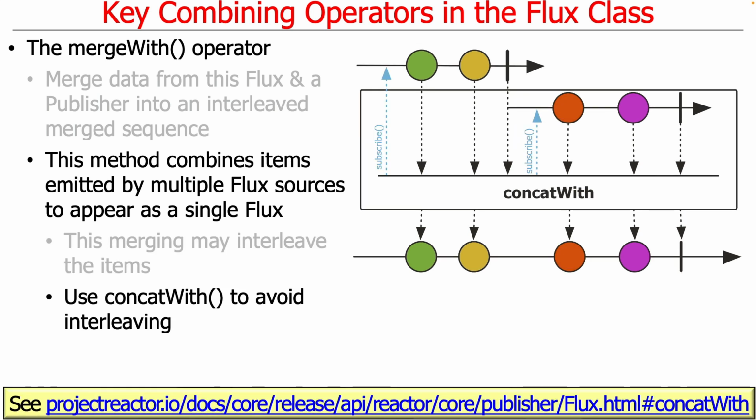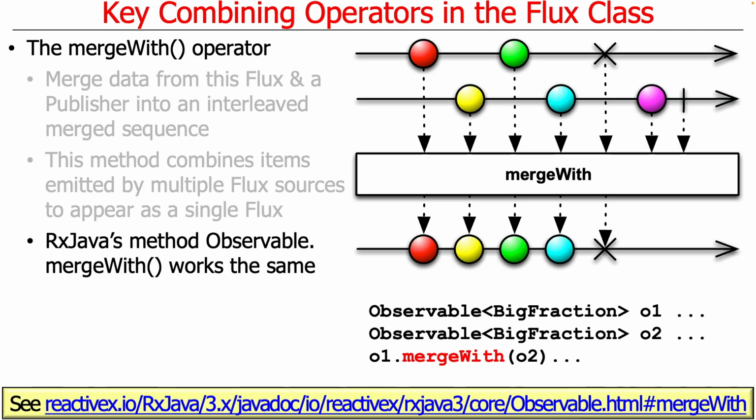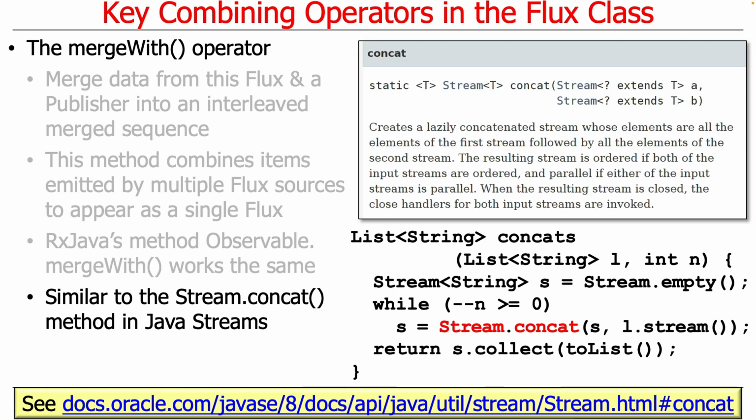If you do not want interleaving and you just want one flux concatenated at the end of the other, then you should use the concatWith operator, which is similar to mergeWith, but it will not interleave. If you take a look at the marble diagram, you can see that concatWith takes all the values of the first flux, and it takes the values from the second flux or the second publisher and concatenates them together, preserving the order in which they came in on. So sometimes you want one, sometimes you want the other. RxJava has a mergeWith that works the same way. And interestingly enough, streams actually has a concat method that works pretty much like this.